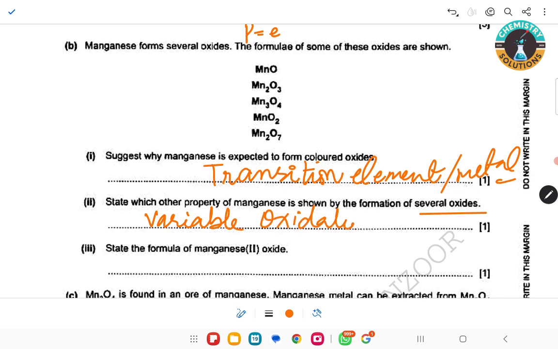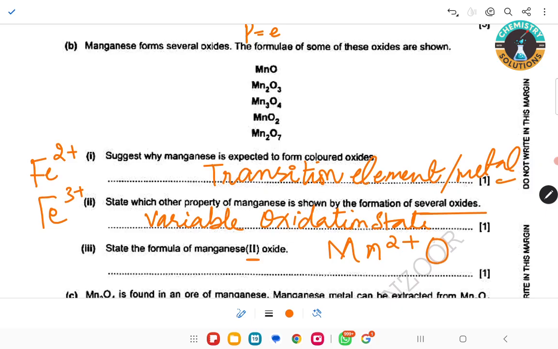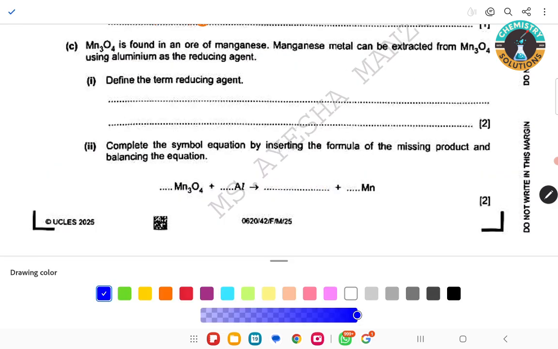Oxidation states are basically the charge on an element. For example, we have the oxidation state of iron 2 plus, we can have Fe3 plus, like copper 1 plus and copper 2 plus. State the formula of manganese 2 oxide. Manganese 2 means manganese has the charge 2 plus, oxygen has 2 minus, similar ions cancel with each other. The formula will be manganese oxide, MnO.